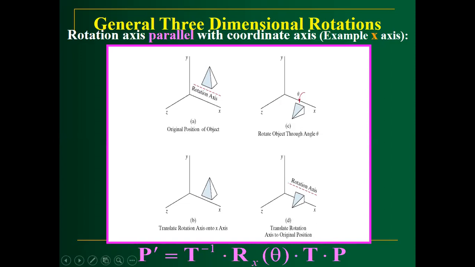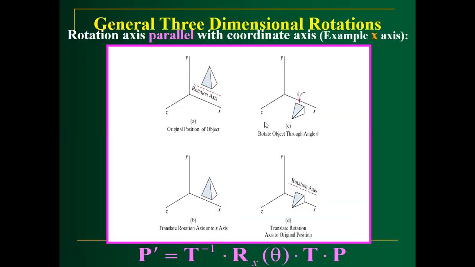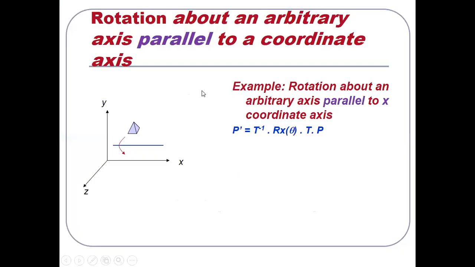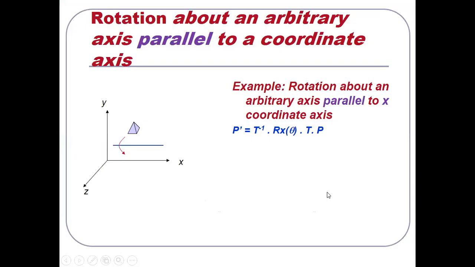So this completes rotation about an axis parallel with a coordinate axis. For example, I have taken the x-axis. You can just go ahead with the y-axis and z-axis as well. Now the interesting point comes. What if your axis is not parallel to any of the coordinate axes? For example, these lines are parallel with the z-axis, x-axis, y-axis. So this is the equation.